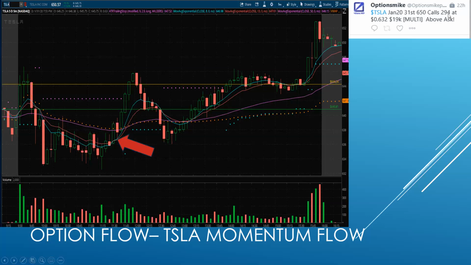Yesterday, 650 calls, 294 of them. Boom. Look at that explosive move off that guy, right? Guy went out, you got a nice move from roughly 636. He got this thing all the way up to 645. He got a $7 move on those options really quick.